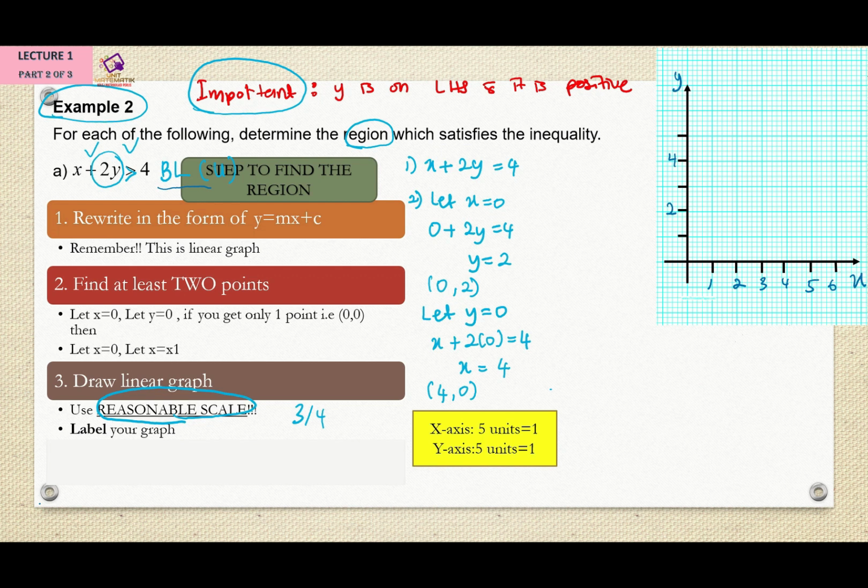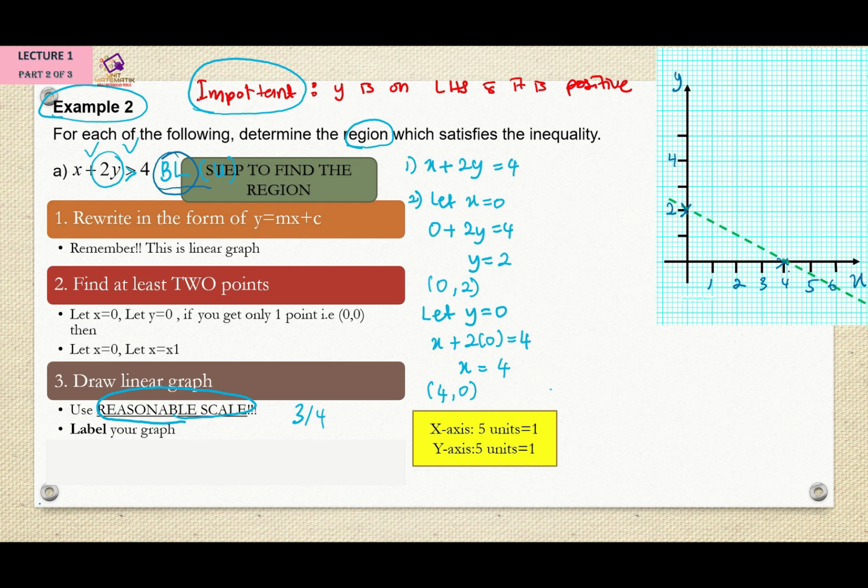Next, let's see the points that we get. The first point is (0, 2), so mark your point with X. And the second point is (4, 0). Then you need to draw your linear graph. Students, here you need to know whether this is a broken line or solid line. Remember, at first we noted that this is a broken line. So you need to draw a broken line for this linear graph. It will look like this.